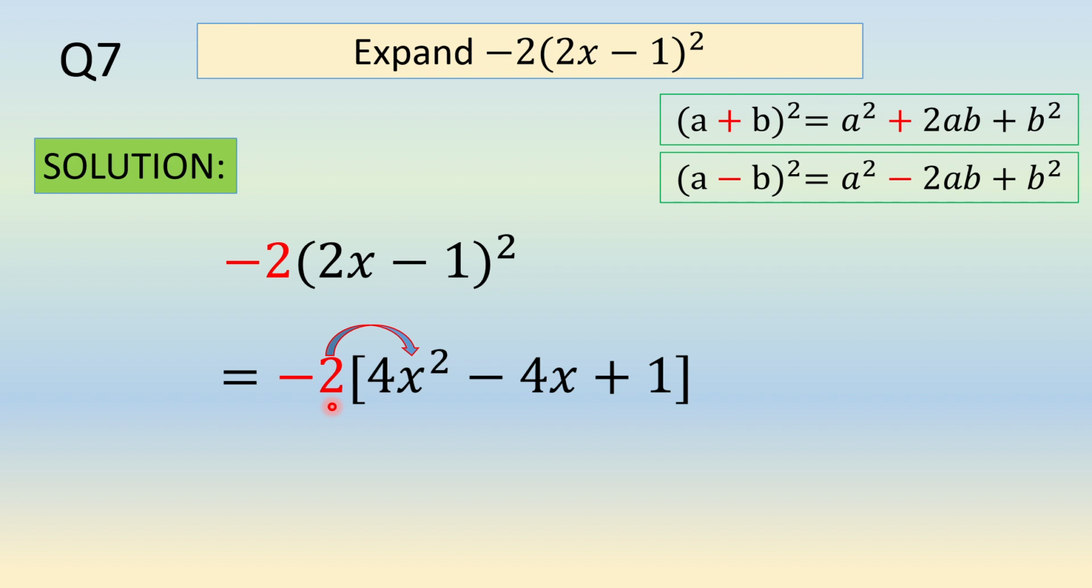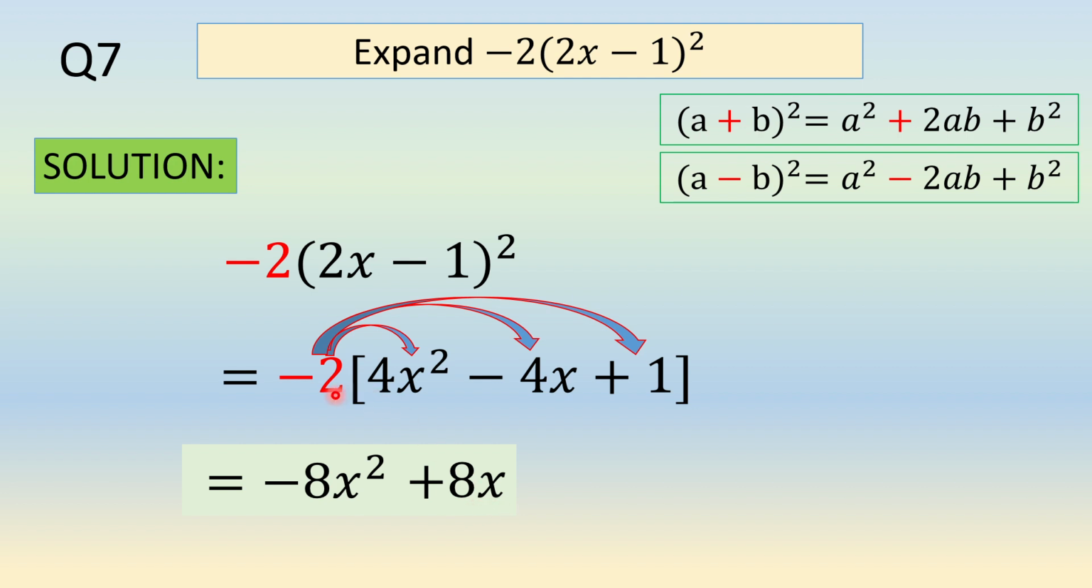The first step will be negative 2 times 4x squared. That will give you negative 8x squared. Followed by multiplying negative 2 and negative 4x. Negative 2 times negative 4, you get positive 8, times x, you get positive 8x. Continue one more. You have negative 2 times positive 1. Negative 2 times 1, you get negative 2. So the final answer will be negative 8x squared plus 8x minus 2.